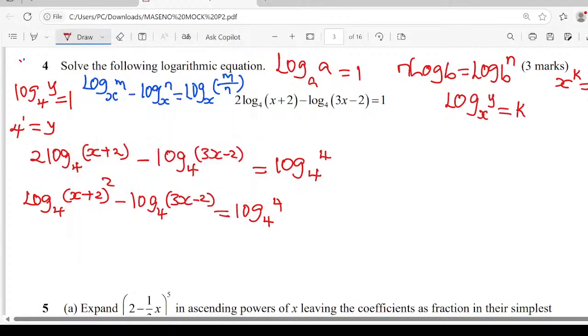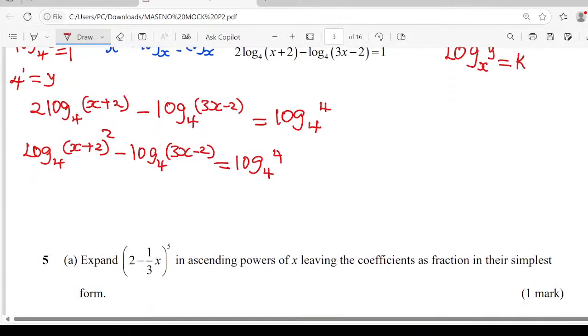And if you do remember now, what are we going to do in this case? I'm now going to combine the left hand side because it has been subtracted. Now I'm going to have log to base 4 of x plus 2, but this one is now being squared, all over 3x minus 2. That one should be equal to log to base 4 of 4.